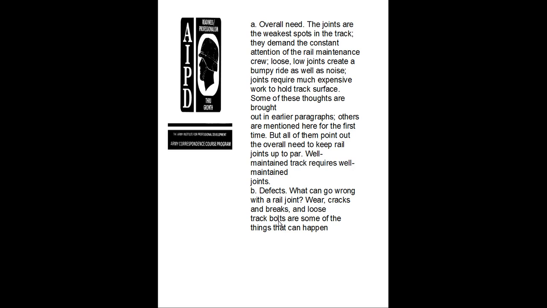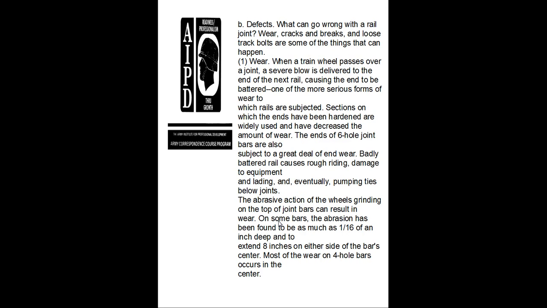Defects. What can go wrong when a rail joint is weak? Wear, cracks, breaks, and loose track bolts are some of the things that can happen. When train wheels pass over a joint, a severe blow is delivered to the end of the next rail, causing the end to be battered.